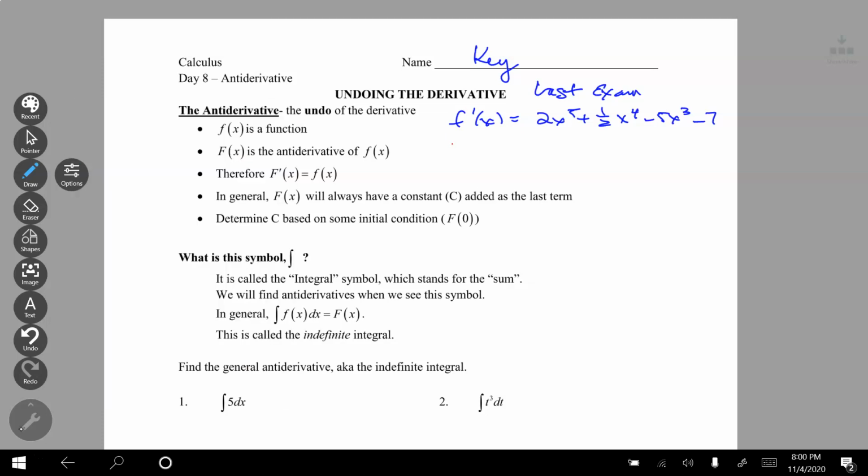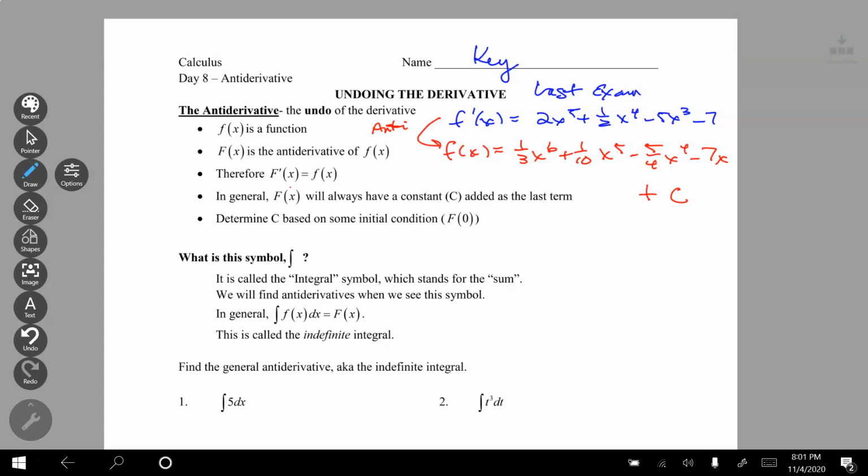And most of you put down something like f of x equals 1/3 x to the sixth plus 1/10 x to the fifth minus 5/4 x to the fourth minus 7x. So what you did here, you did the antiderivative. You started off with something and you undid it. It's the undo. Ironically, I don't think any of you did it, but you could have added any number here at the end. You could have added 5, you could have added 8, you could have done -6, you could have done anything you wanted at the end here.